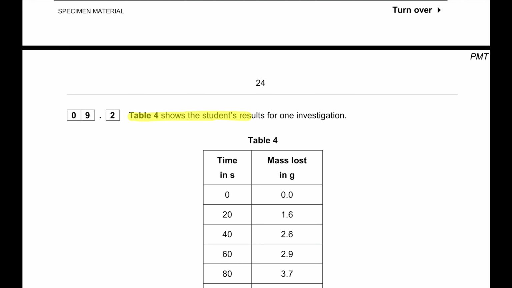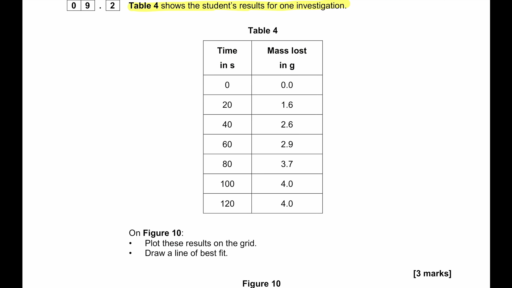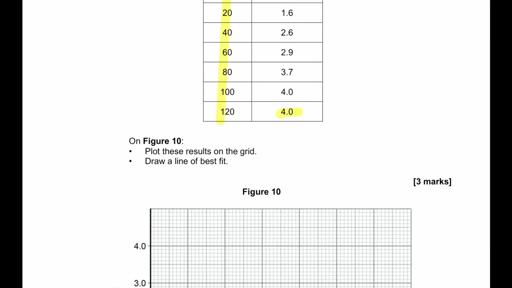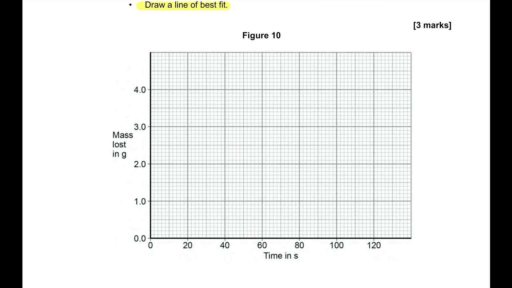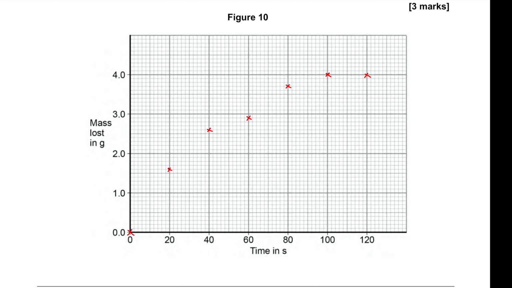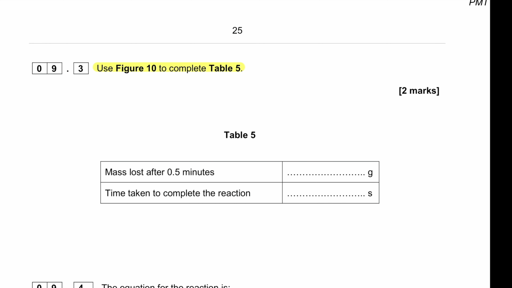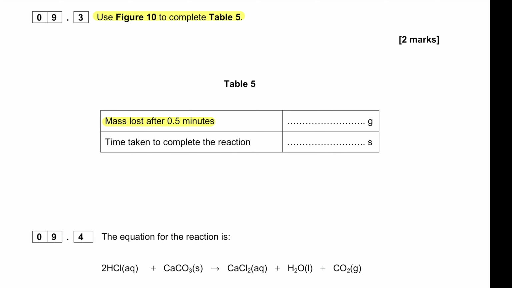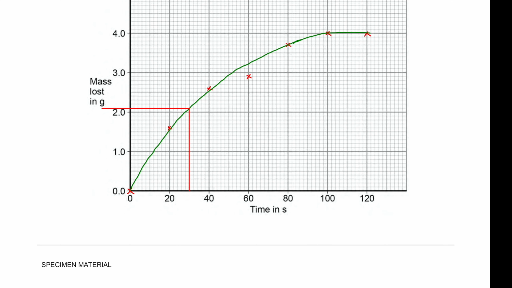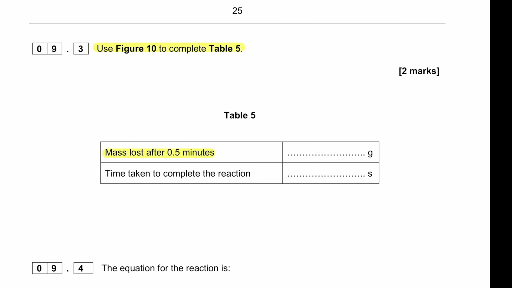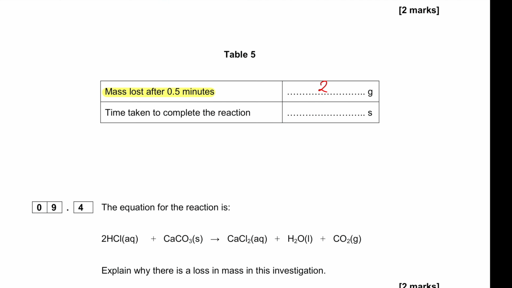Table 4 shows the student's results for one investigation. We can see the time in seconds and mass lost up to 4 grams. Plot the results on the graph. Draw a line of best fit. Use figure 10 to complete table 5. Mass lost after 0.5 minutes. So 0.5 minutes means 30 seconds. So we will do an extrapolation at that and we will get 2.1.